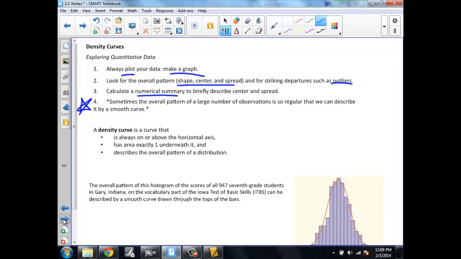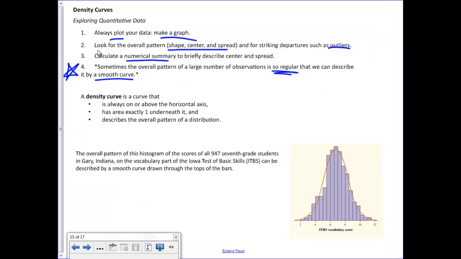Sometimes the overall pattern of a large number of observations is so regular, so symmetrical, that we can describe it by a smooth curve. This is distinctly what's happening. We can put a smooth curve over it. A density curve is a curve that does 3 things. It is always on or above the horizontal axis. It's never going to be below the axis. It always has an area of exactly 1 underneath it. And what does it do? It describes the pattern of the distribution.